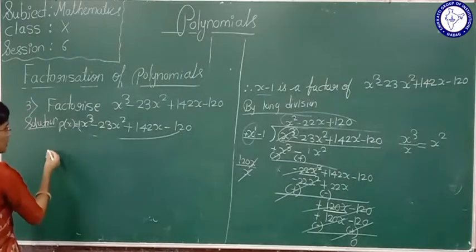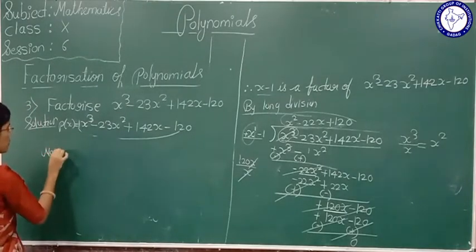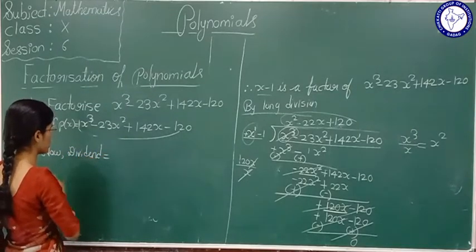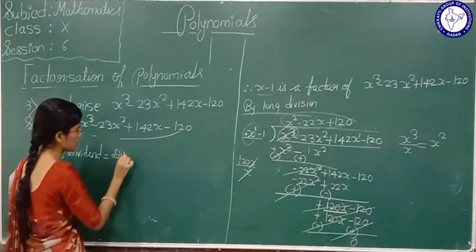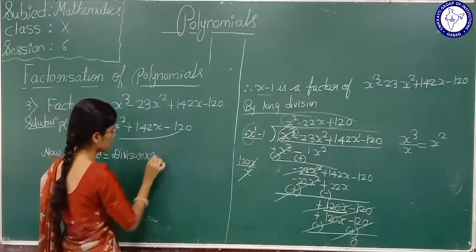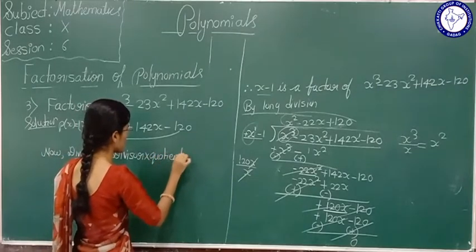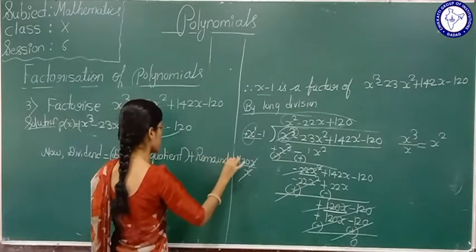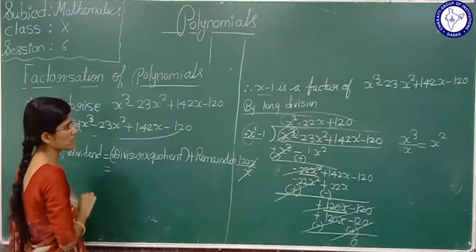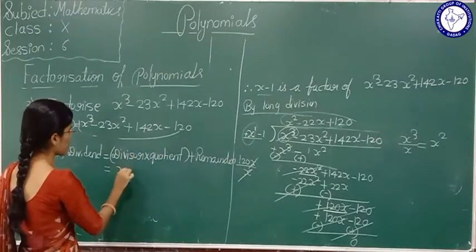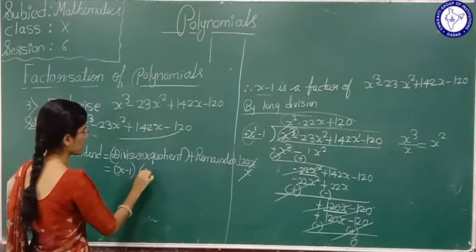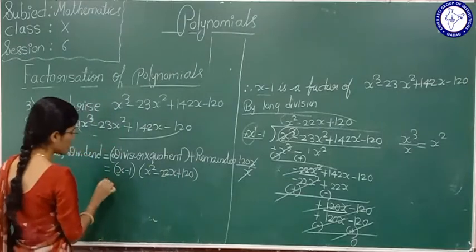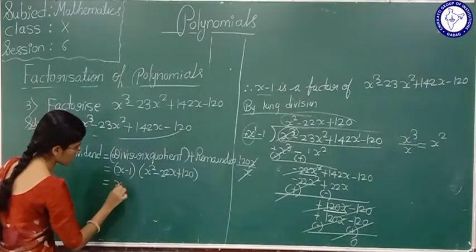Now see, afterwards, dividend is equal to what? Dividend is equal to divisor into quotient plus remainder. So what is divisor? Divisor is x minus 1. What is quotient? x square minus 22x plus 120. Okay. Remainder is 0.